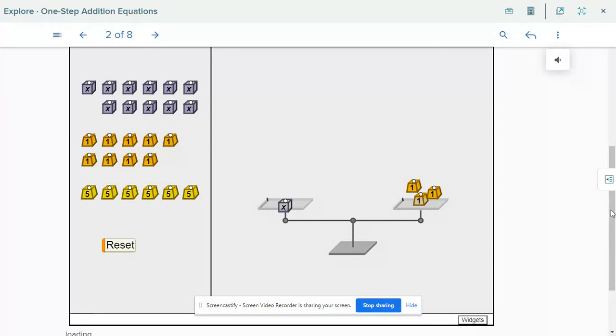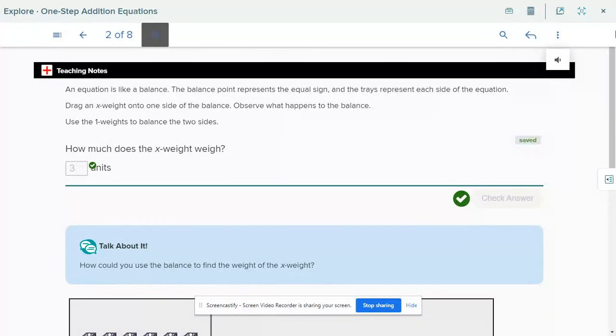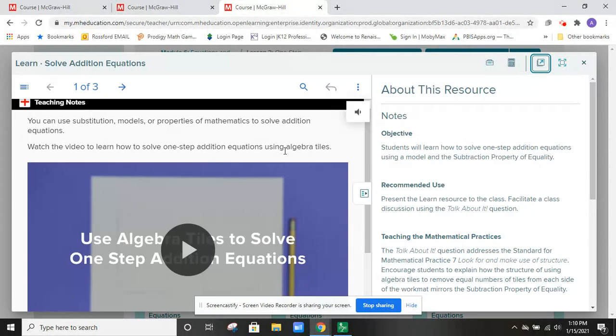So if I scroll back up, it says how much does X weight weigh? I believe it's 3, and that is correct. Yay! So they have more examples in there. So if you guys go to your online textbooks, you can play around with that. I am on page 344.